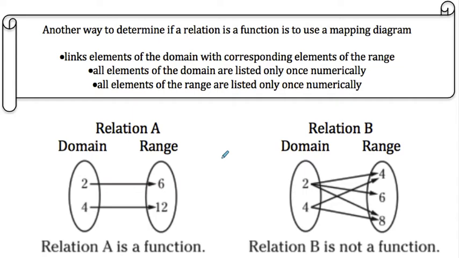So this is a relation going from 2 to 6, 4 to 12. Those are relations. This is a relation also. 2 goes to 4, 6, and 8. 4 goes to 4 and 8. But what we want to know is, are they functions or not?